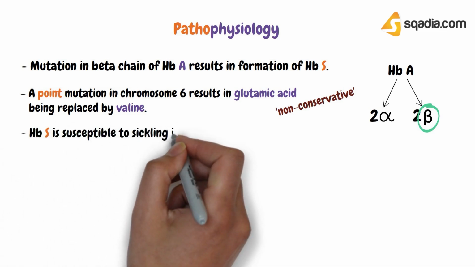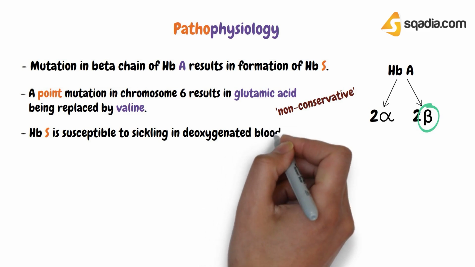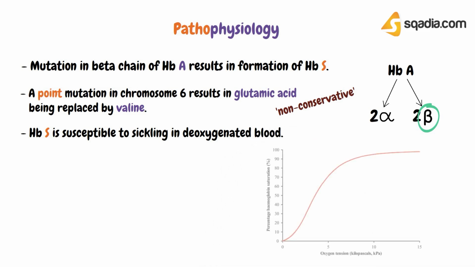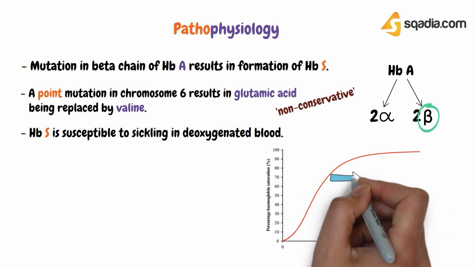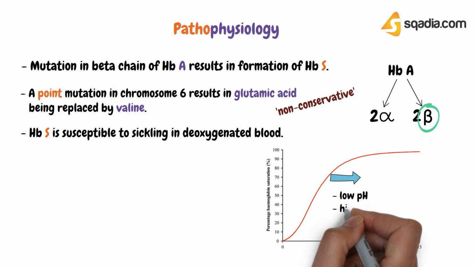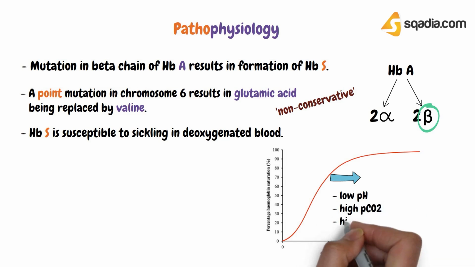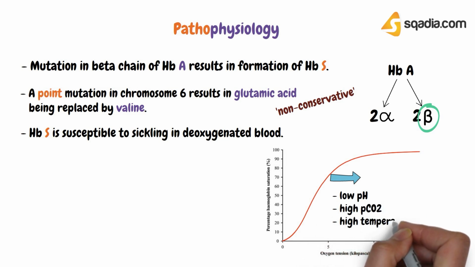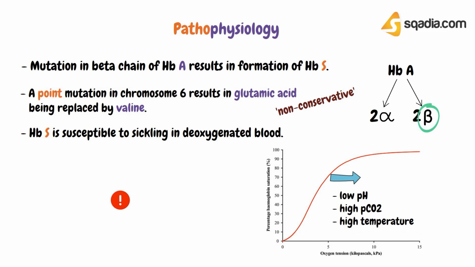Hemoglobin S is susceptible to sickling in deoxygenated blood, and that's why if we look at the oxygen dissociation curve, anything that shifts the curve to the right will cause sickling, and that includes low pH, high partial pressure of carbon dioxide, and high temperature. And since it includes high temperature, then you can imagine that any infections can result in high temperature and lead to sickling. So what does sickling actually do?